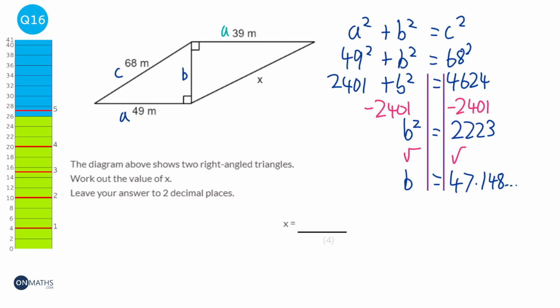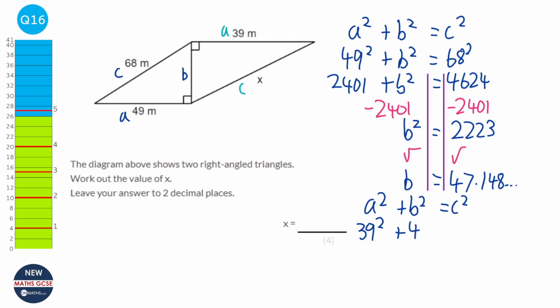Okay, we're now looking at the second diagram, and this time we're going to have a, we've got our b, and we're going to call x the c. So it'd be a squared plus b squared equals c squared, but this time a is 39. B we are given as 47.148. We've just worked that out. And we're looking for c. In fact, we can call it x now.